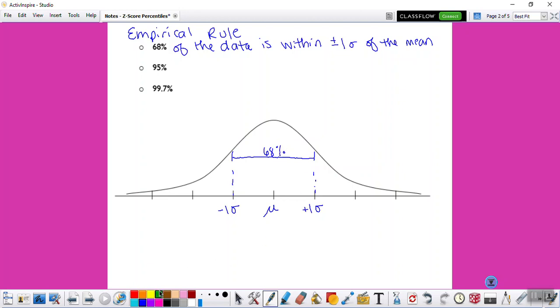If we wanted to break that down further, we could say from the mean to positive 1 standard deviation, there's 34%, and from the mean to negative 1 standard deviation, there's 34%. So 34 is half of 68.